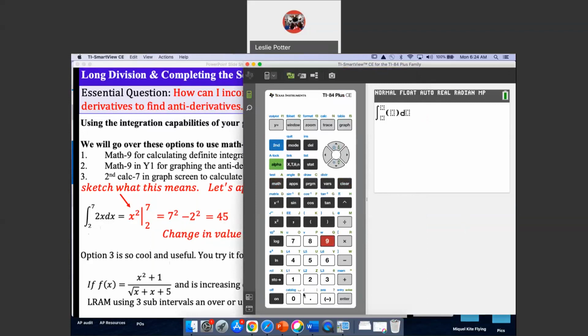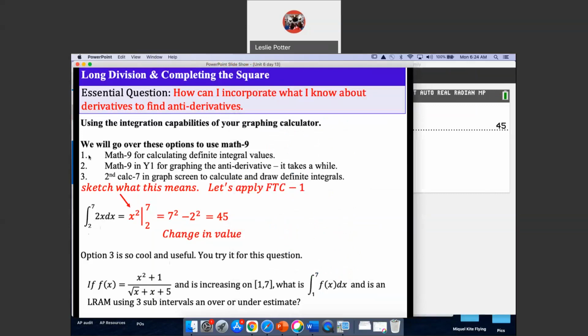So Math 9, we're going to put in a 2 for the lower bound, arrow up, we're going to put in a 7 for the upper bound, we're going to put in our 2x and our dx. There we go. And so right from that calculation screen, we get a value of 45. So that works pretty nicely. The nice thing is that, and that's kind of option one, right? That's the first way to use Math 9.